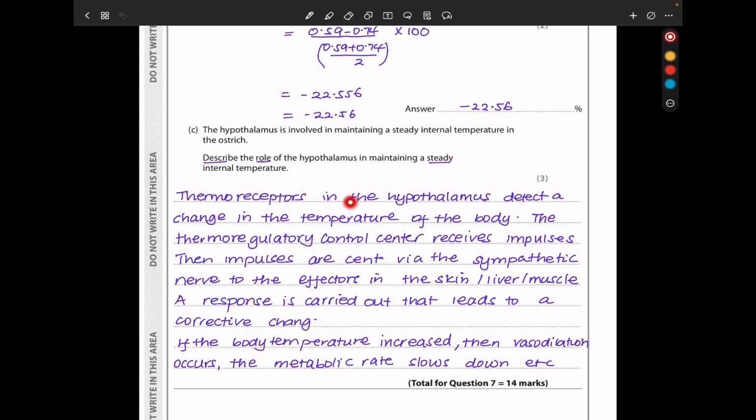So I say thermoreceptors in the hypothalamus detect a change in the temperature of the body. Then the thermoregulatory control center receives impulses. Then impulses are sent via the sympathetic nerve to the effectors in the skin, liver, and muscle. A response is carried out that leads to a corrective change. If the body temperature is increased, then vasodilation occurs, metabolic rate slows down, and so on.